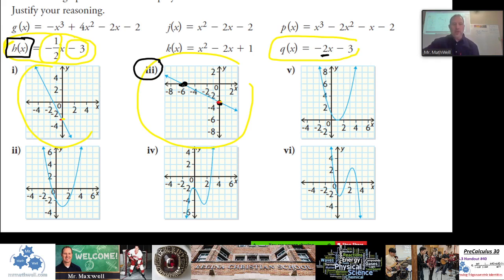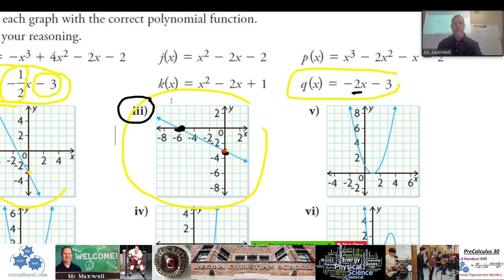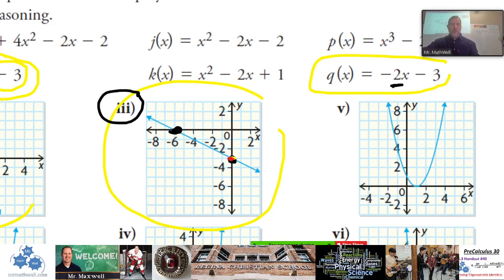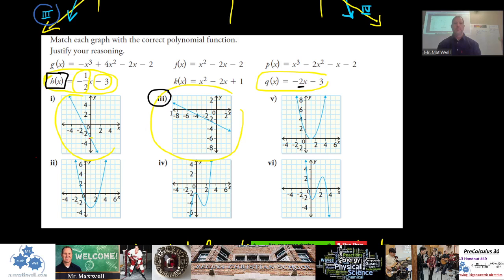And how do I know for sure? Well, let's take a close look at the slope. So between the 2 points that I can see, which are the intercepts, right? I go down 1, 2, 3. I go down 3 and I go over 1, 2, 3, 4, 5, 6. So negative 3 over 6 is negative 1/2. Okay. So this one goes with this one. And obviously this q of x goes with the first one.